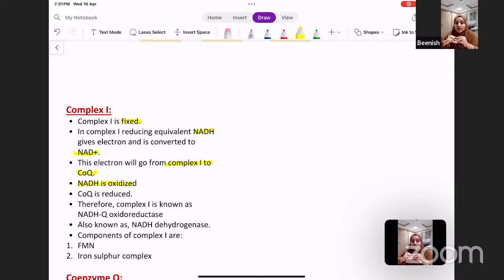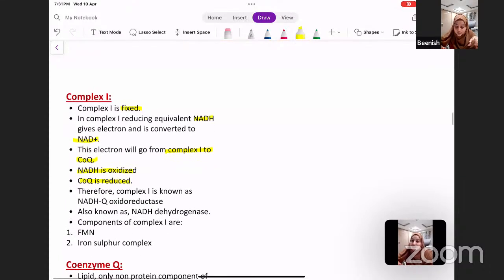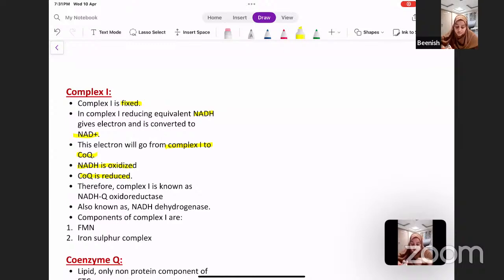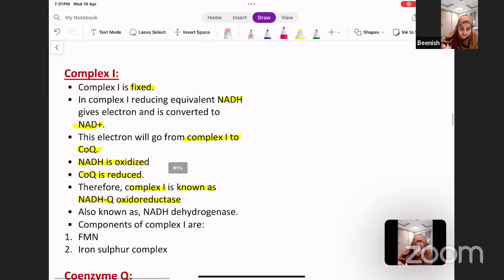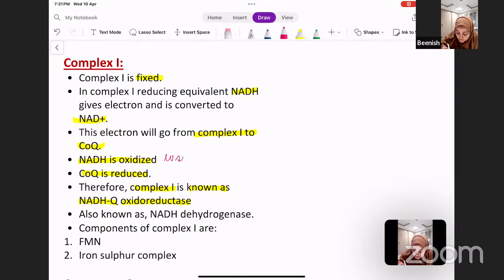So complex 1 takes electrons from NADH and then gives them to coenzyme Q. Your coenzyme Q is receiving electrons, so it gains electrons, and on receiving electrons, it gets reduced. And your NADH gives electrons, so it gets oxidized. Therefore, complex 1 is also known as NADH Q oxidoreductase, because your NADH is getting oxidized. Why is it getting oxidized? Because there is loss of electrons. It gives its electrons.